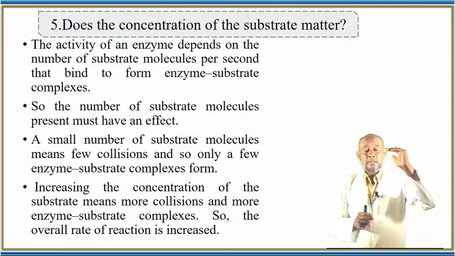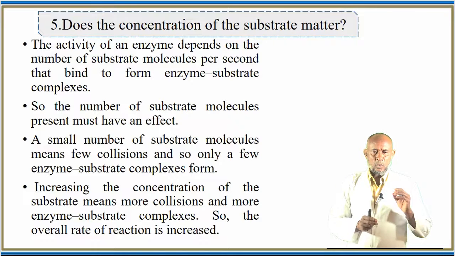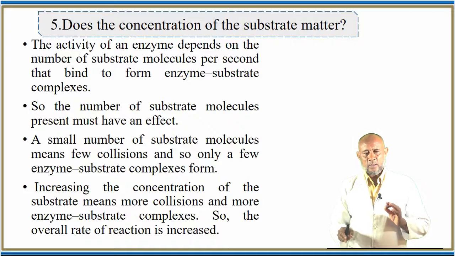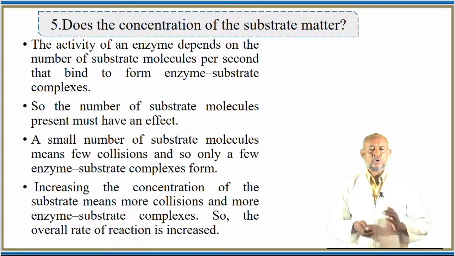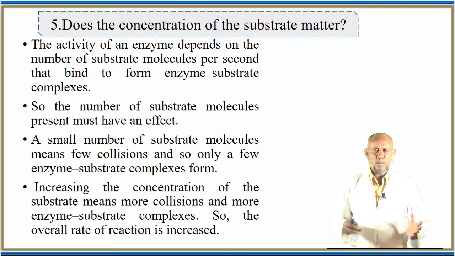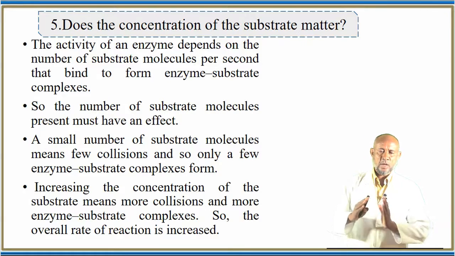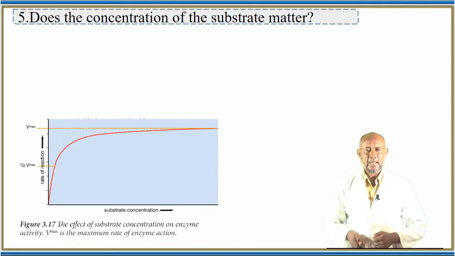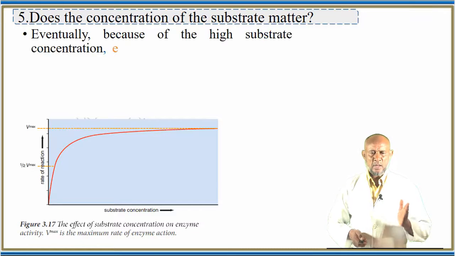Of course, increasing the concentration of the enzyme may increase the rate of the reaction when there is an abundant amount of substrate. However, increasing the concentration of the substrate means more collisions will be created, therefore enzyme-substrate complex will be formed, therefore the overall rate of the reaction is increased. Now let's look at the concentration of the substrate, how it matters.